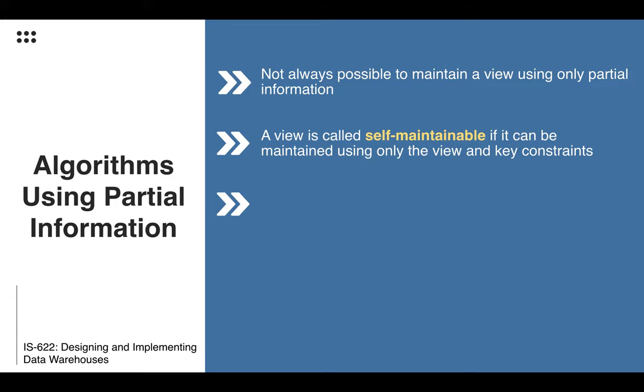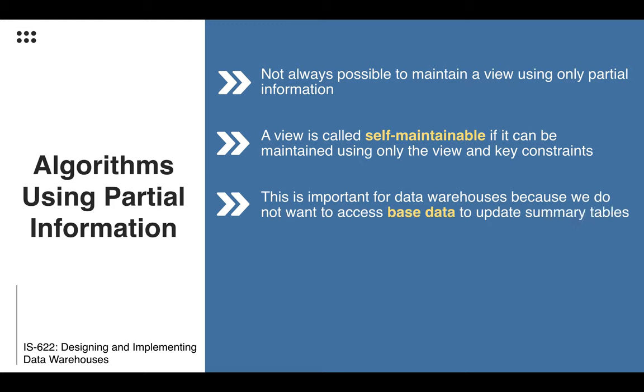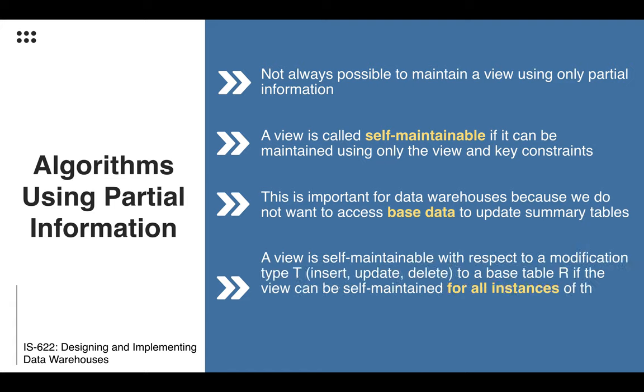Now again, not all views are self-maintainable. This is important in a data warehouse because we want to avoid accessing the base tables to update the materialized views or the summary tables. A view is self-maintainable with respect to a modification. So views are maintainable with respect to an operation, because sometimes insertion may be maintainable, but deletion is not. Okay, so for deletion, you may have to go back and look at the base table, but for insertion, not. So the maintainability depends on the operation itself, not just the view. It can have it for all operations, but there are some cases where it holds only for a specific operation, either insert or delete or update.